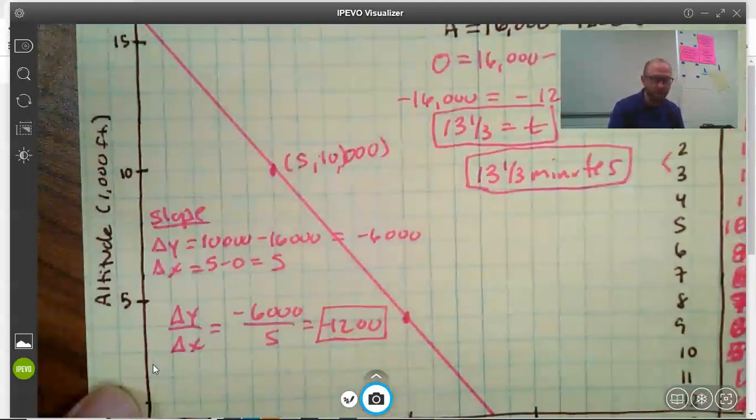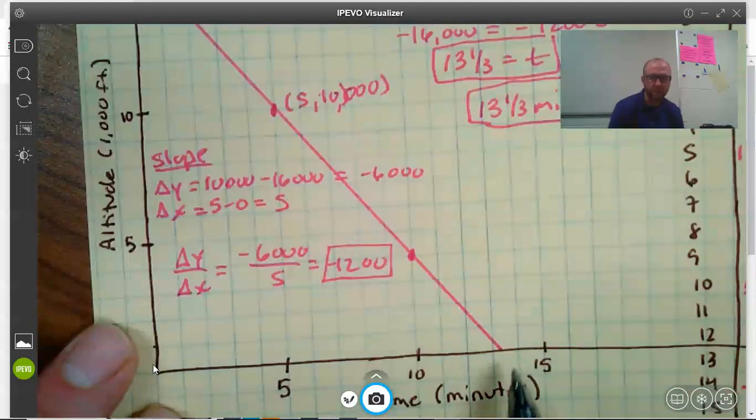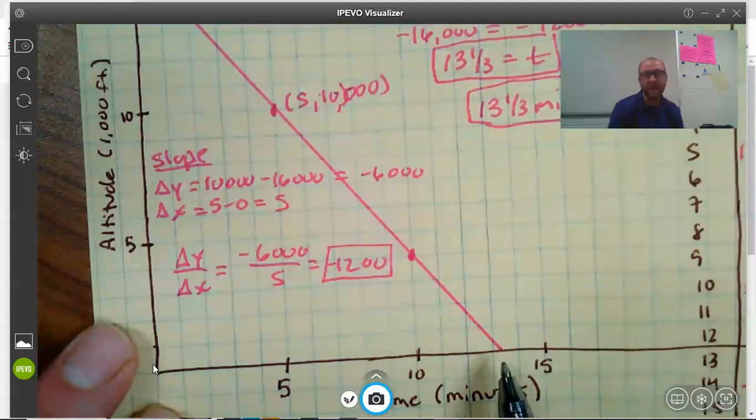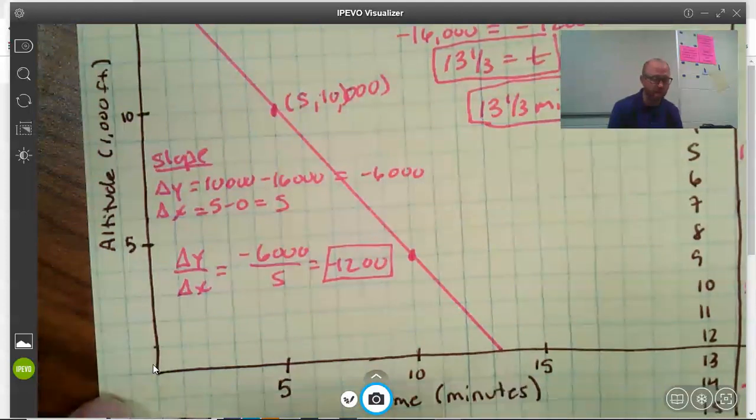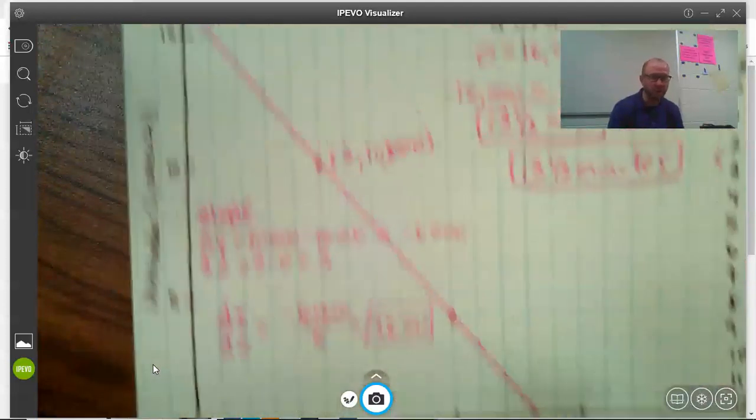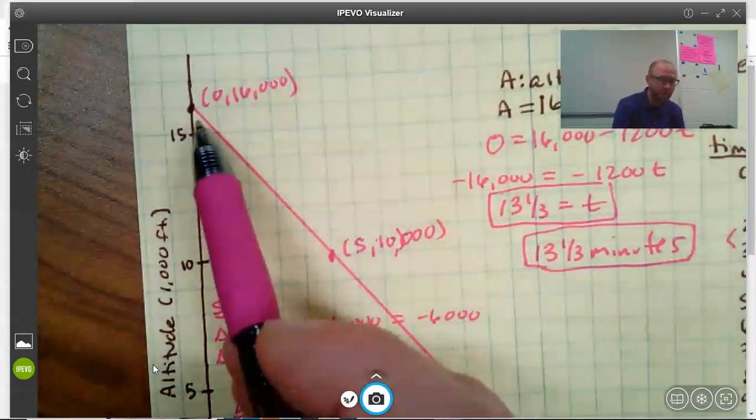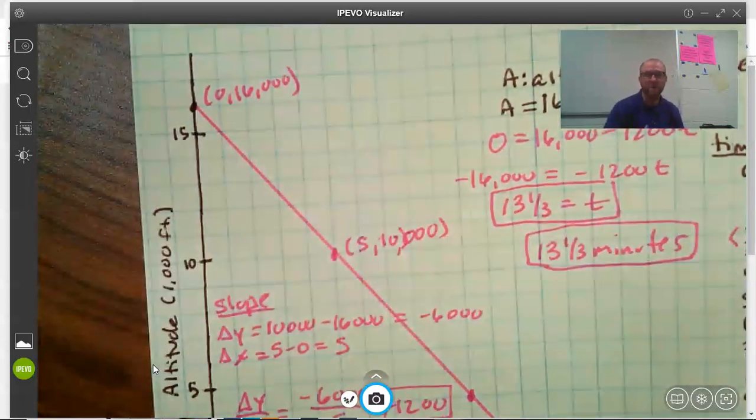Also the two intercepts. The x-intercept down here, the place where the line crosses the x-axis, tells us the time at which the plane reaches an altitude of 0, because altitude is 0 at this point, and the time is about 13 1/3 minutes. And over here, the time is 0 and the altitude is 16,000.